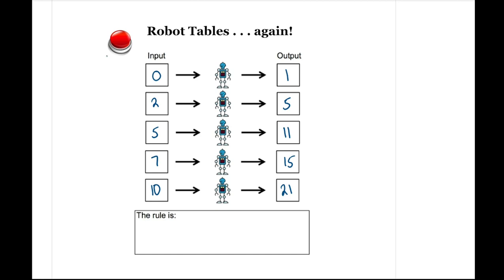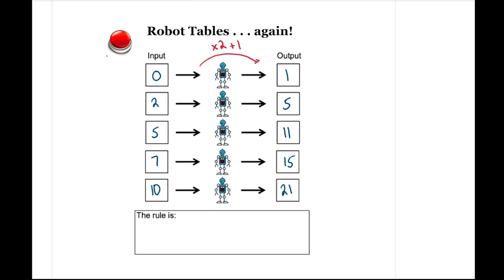So this one might take a little bit more time to figure out the rule. But when you go through, maybe you guess and check, maybe you recognize the pattern right away, what you should find is that to get from my input number to my output number, I need to multiply by 2 and add 1. 0 times 2 is 0, plus 1 is 1. 2 times 2 is 4, plus 1 is 5. 5 times 2 is 10, plus 1 is 11, and so on.